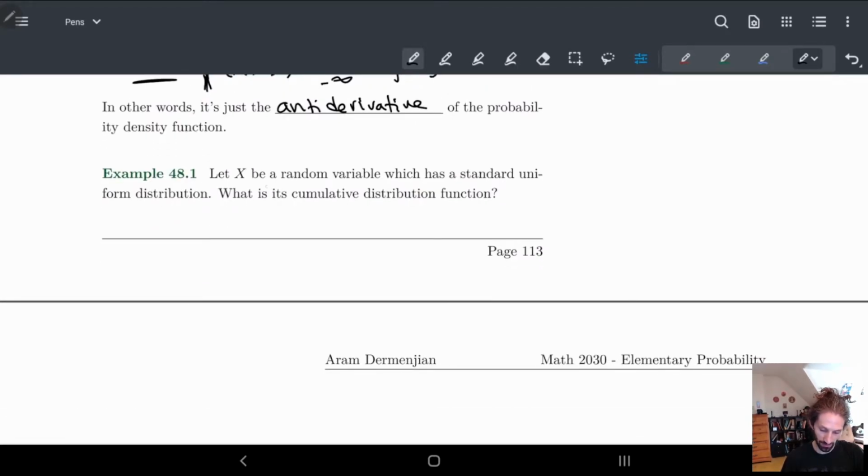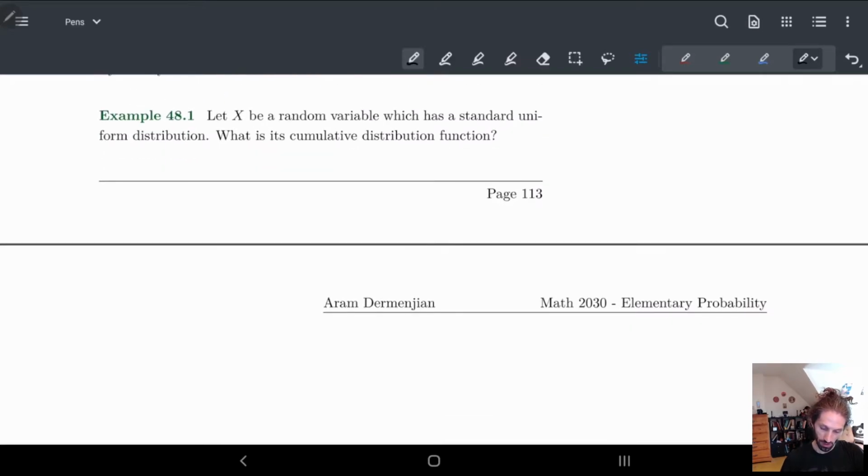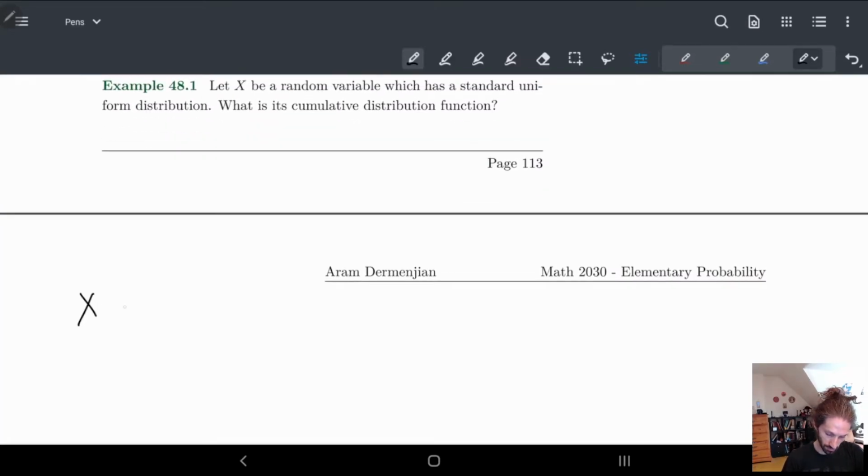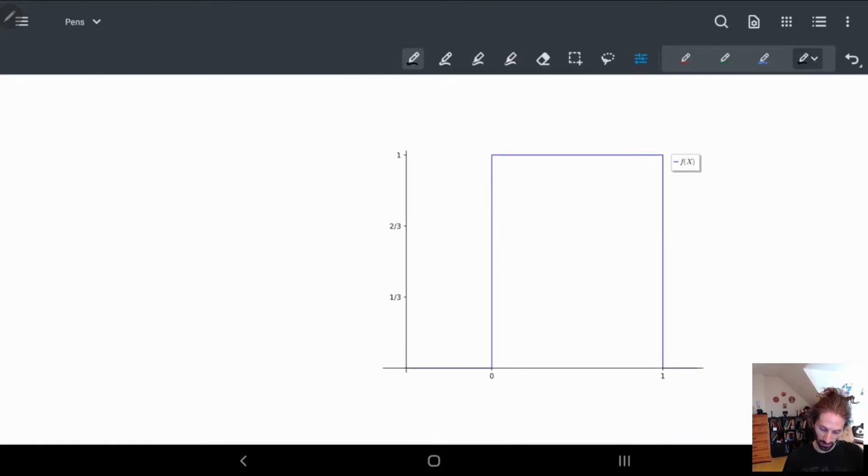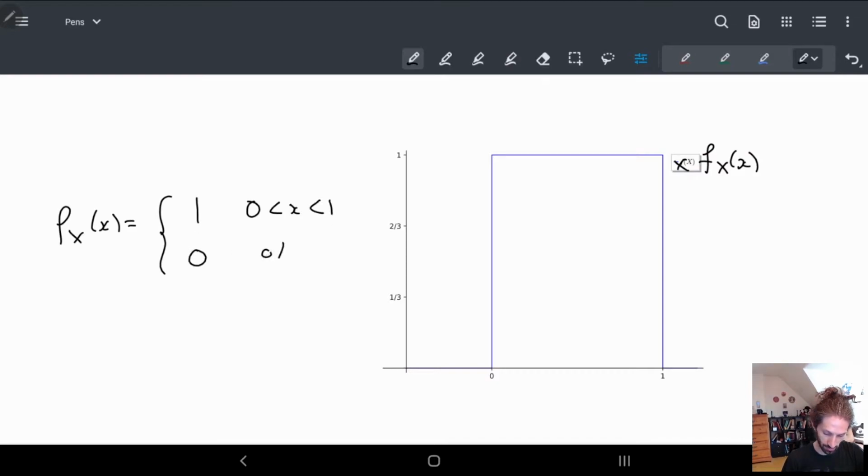So let X be a random variable which has a standard uniform distribution. So in other words, X is uniform on 0, 1, right? So that's standard uniform. And we're asking what is its cumulative distribution function. So first, let's look at what the function looks like. This is the function of x. This is f sub X of x, right? This is given as 1 for everything between 0 and 1, and 0 otherwise, right?